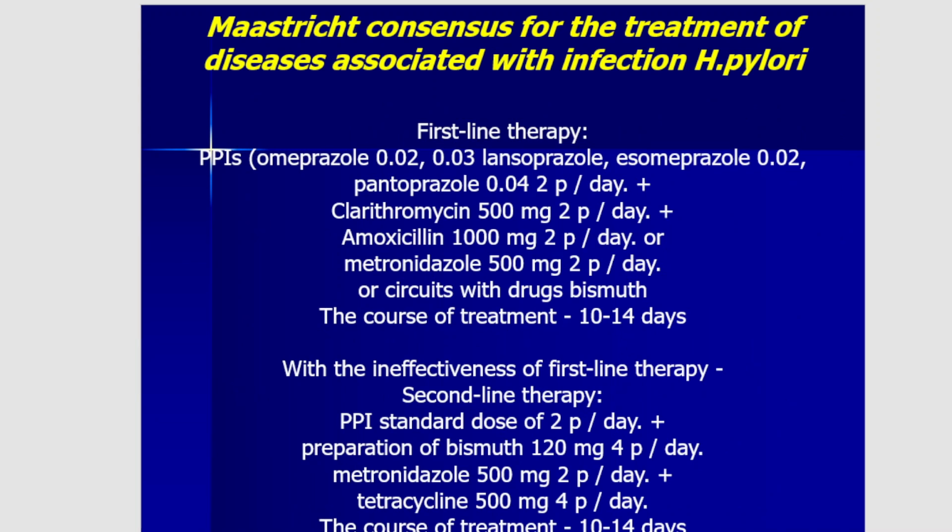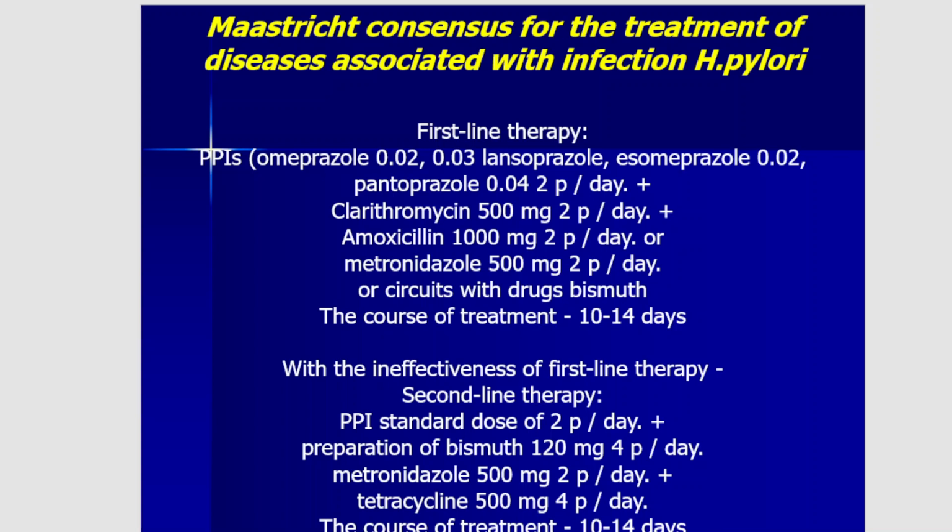Maastricht consensus for treatment of diseases associated with H. pylori infection. First line therapy: proton pump inhibitor in standard dose twice per day, clarithromycin half a gram 2 times per day, amoxicillin 1 gram 2 times per day, or metronidazole half a gram 2 times per day.